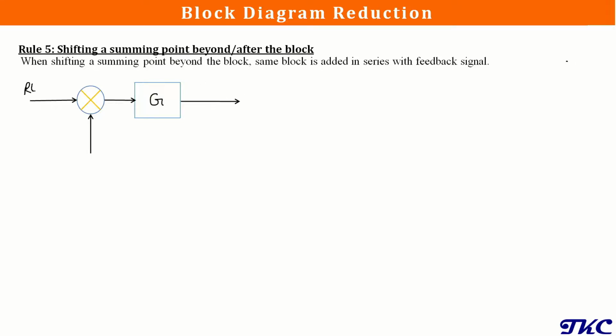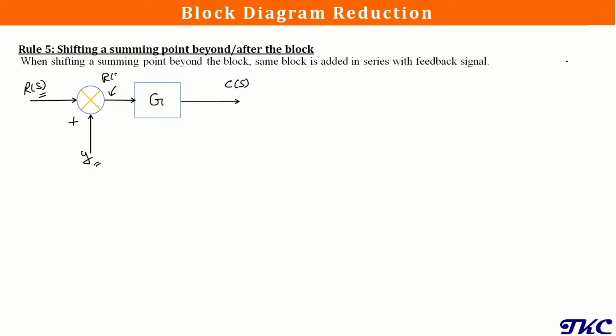So the input is R of S, the feedback signal we have is Y, say it is a positive feedback signal, and then we have the output as C of S. Now to get the output, we need to first find the signal after the summing point. So the signal after this summing point will be the addition of the input and this feedback signal.